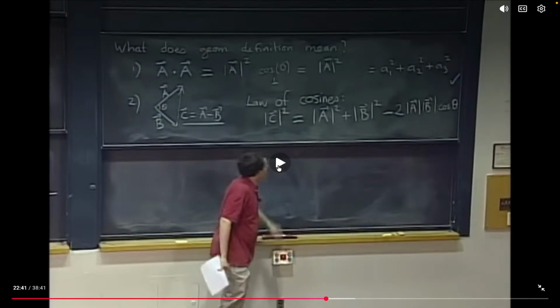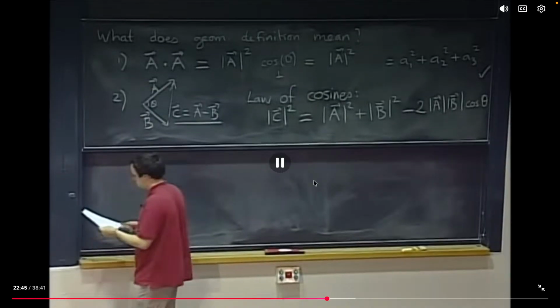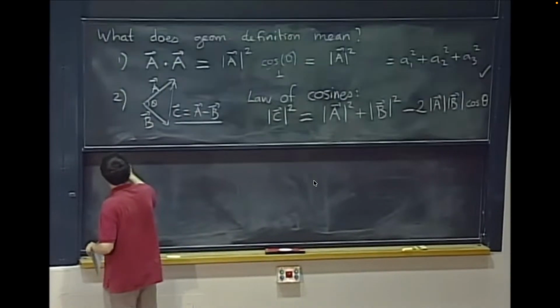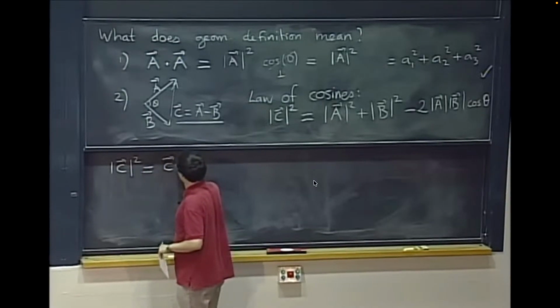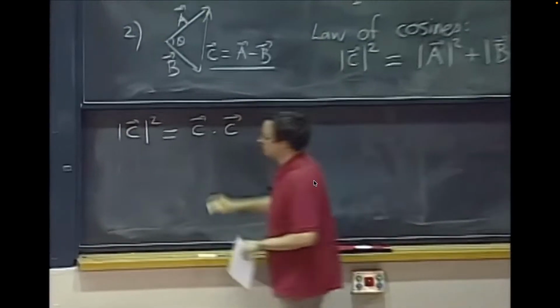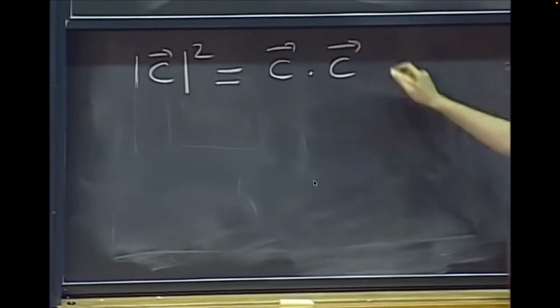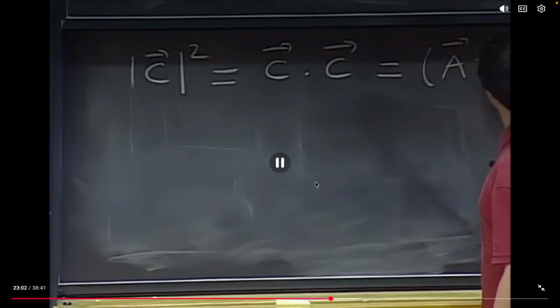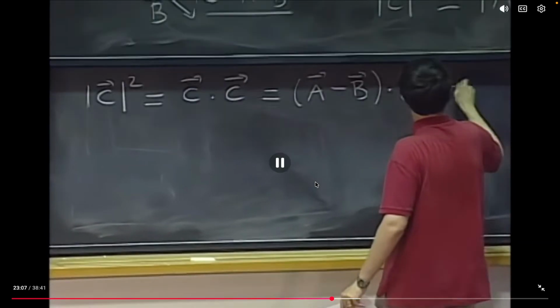So let's try to see how this relates to what I'm saying about the dot product. I've been saying that length C squared is the same thing as C dot C. Okay? That we have checked. Now, C dot C, well, C is A minus B. So it's A minus B, dot product A minus B.